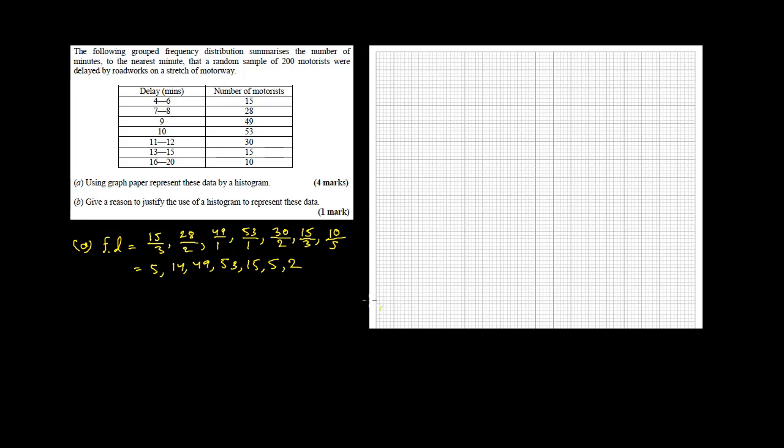So let's draw the x-axis here. Okay, so this is the x-axis and the y-axis is going to be here. I hope this is straight. Okay.